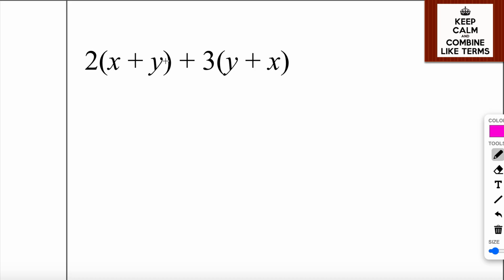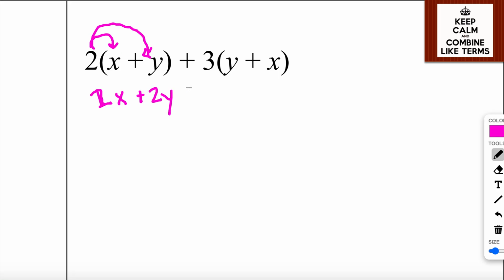Looks like we'll have to distribute right here, and actually I think we have to distribute right here too because we've got 3 groups of y plus x. Let's start with this one. 2 times x can be written as 2x. Now 2 times y, I could write it as 2y.